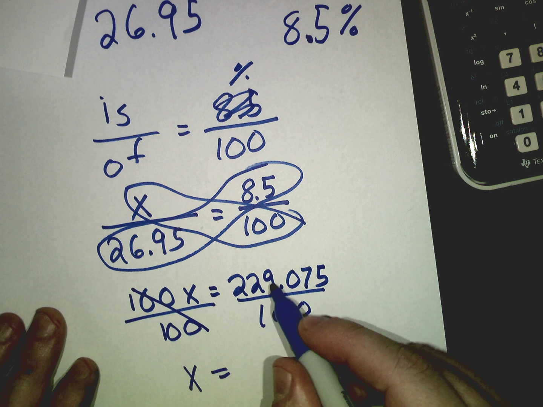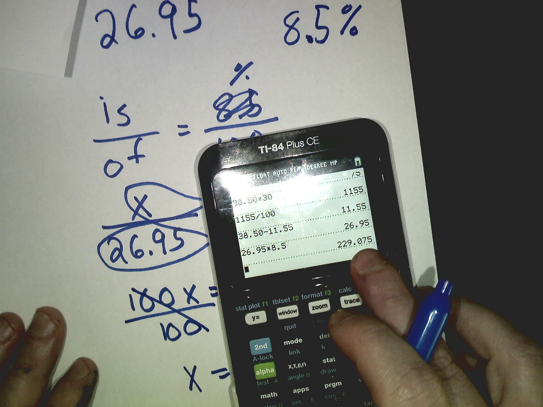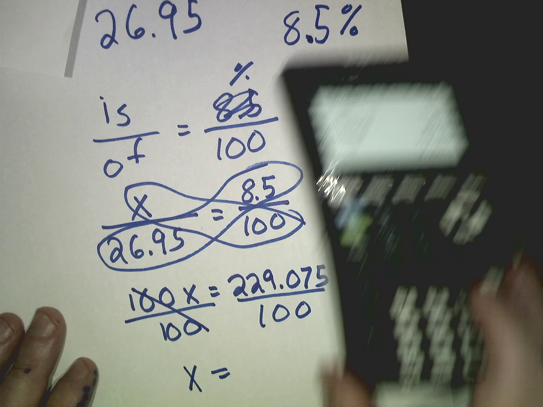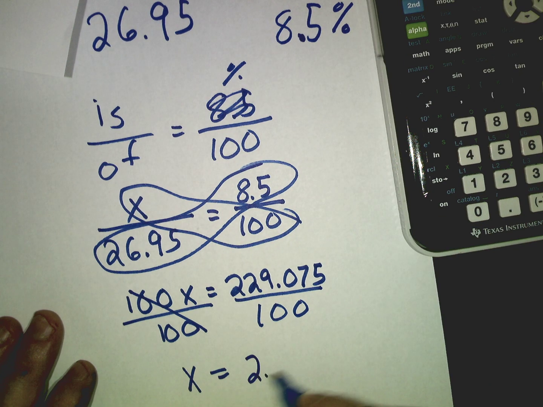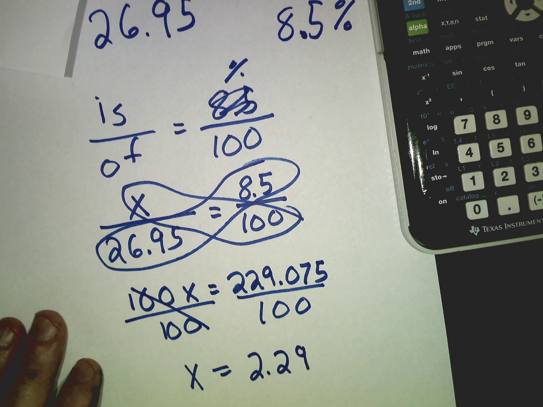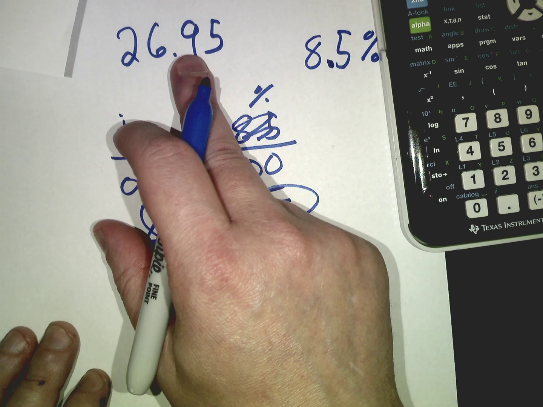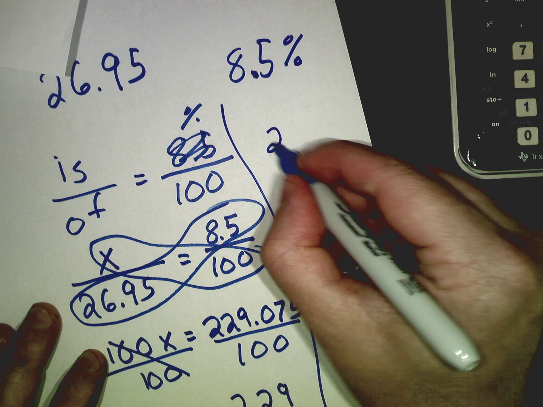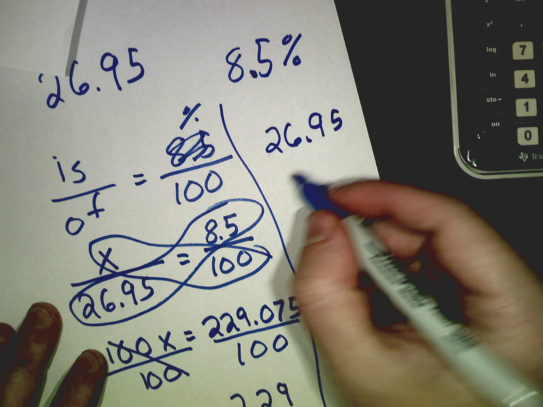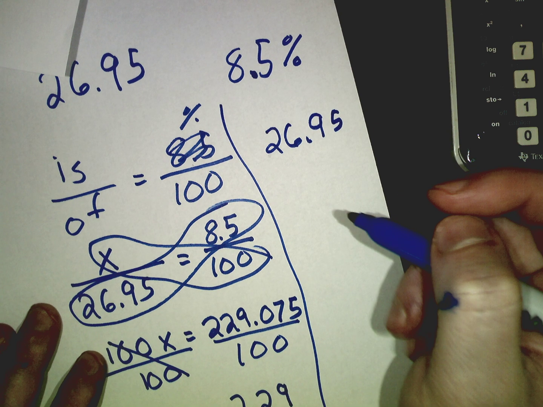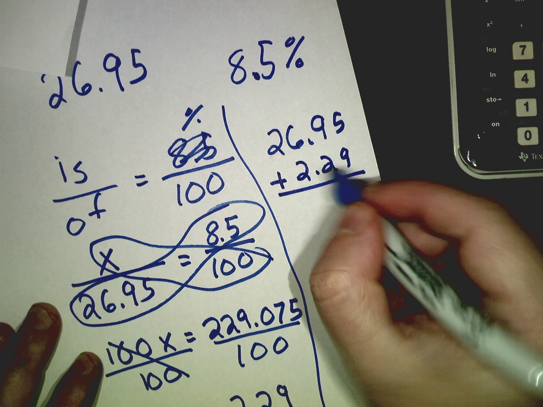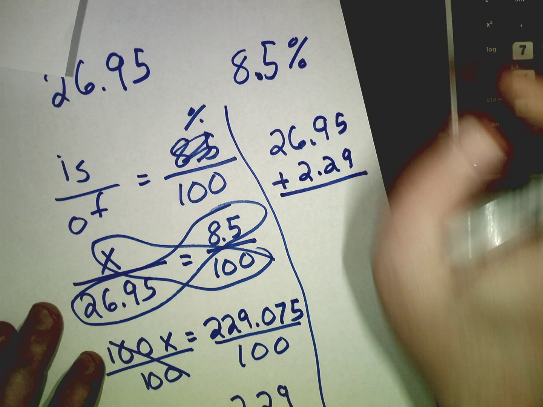x equals this number, 229.075 divided by 100, which gives me 2.29075. I'm going to round it to the nearest penny, so that's $2.29. That's what I am paying in taxes on this price. So I go back here, and $26.95. Now I add on the taxes because that's an additional thing I have to pay, 2.29. So instead of taking it off like last time, now I add it on.